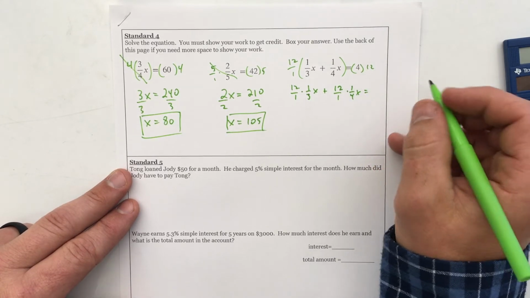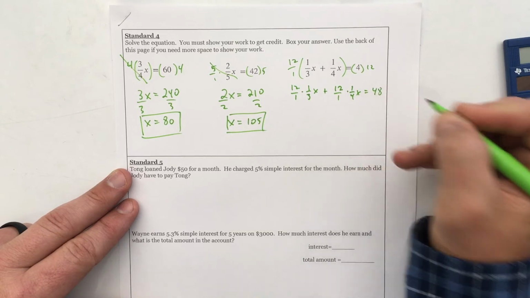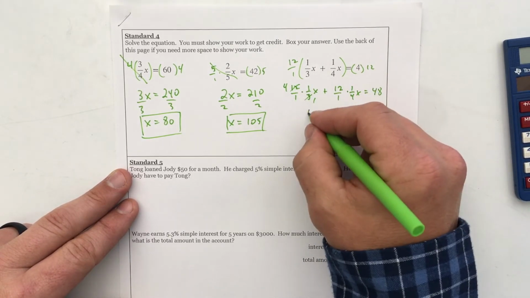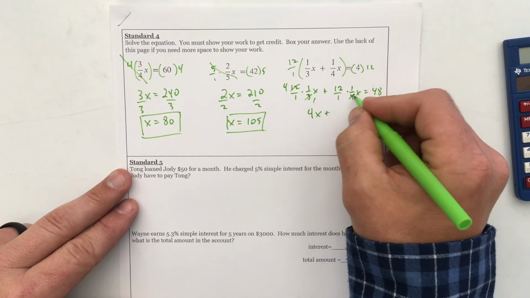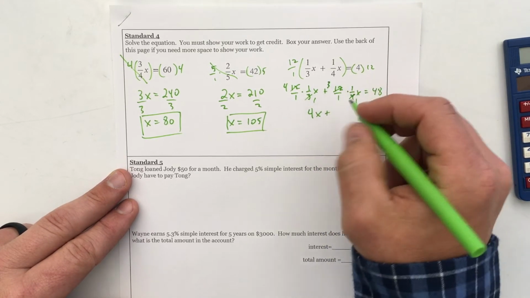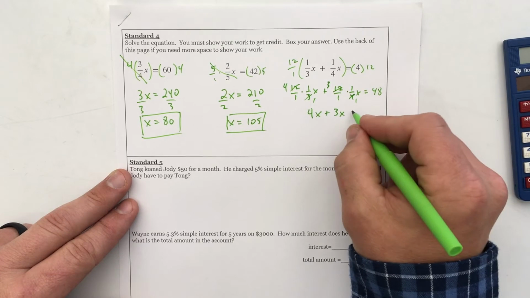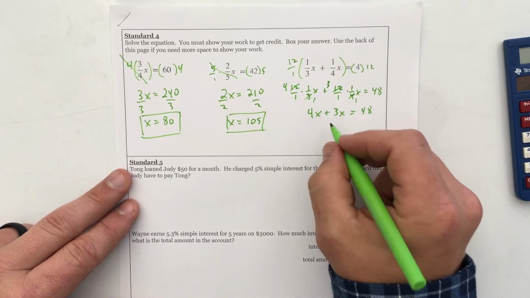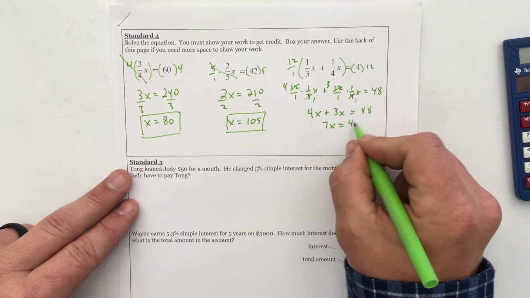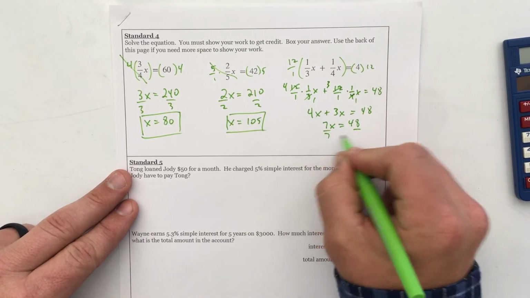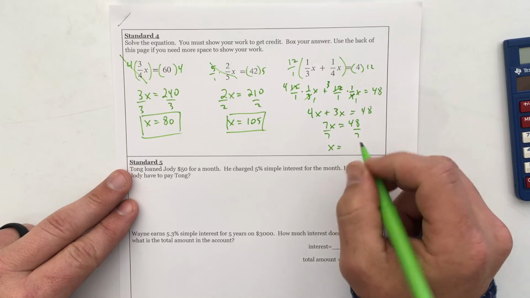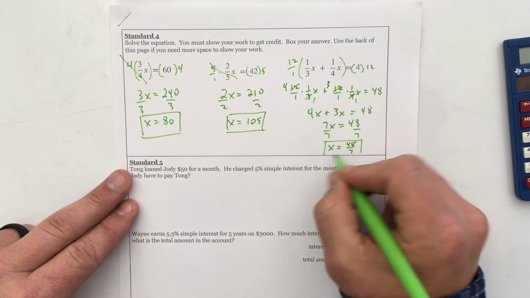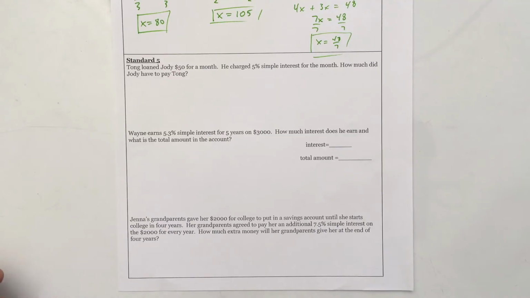This is just 4 times 12, so we have 48. 3 goes to 1, 12 goes to 4. We have 4x plus 4 goes to 1, 12 goes to 3. 3x equals 48. Combine like terms, 7x equals 48. Divide both sides by 7, and we get x equals 48 sevenths, or 6 point stuff.